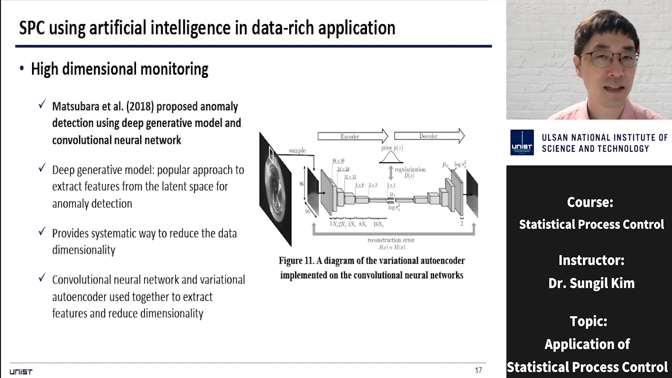Deep generative models like the variational autoencoder are a popular approach to extract features from the latent space for anomaly detection. This provides a systematic way to reduce the data dimensionality. In this paper, CNN and VAE are used together to extract features from images and reduce their dimensionality.